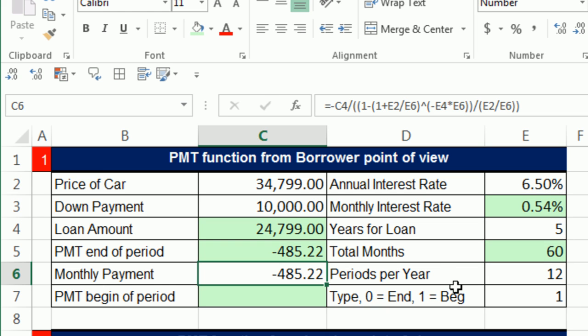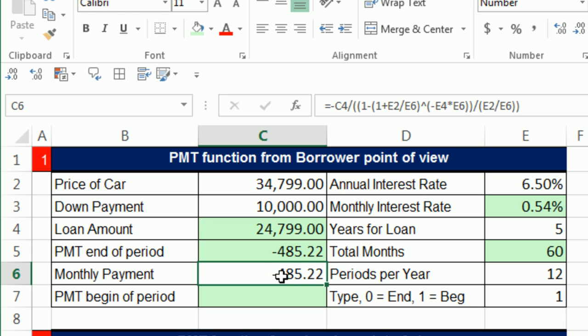All right. Minus. Why is it minus? Because these functions understand cash flow. That means every month, $485.22 is coming out of your wallet and into the bank's wallet.